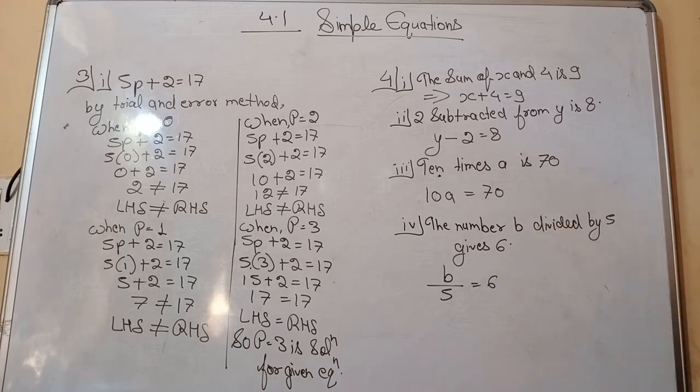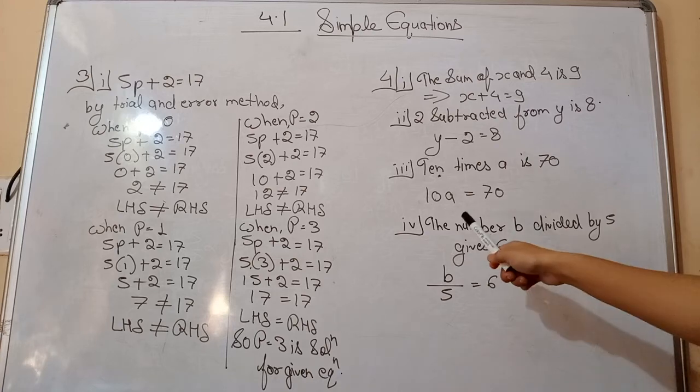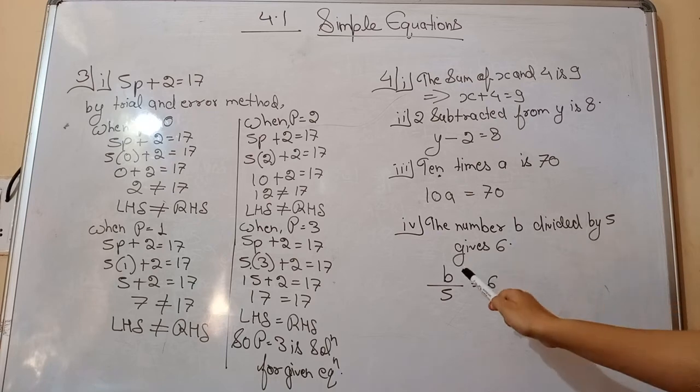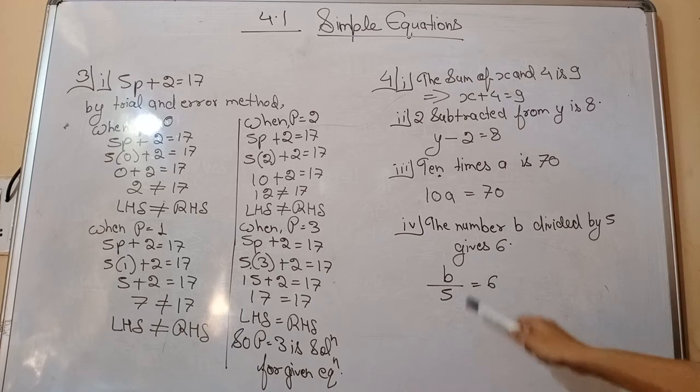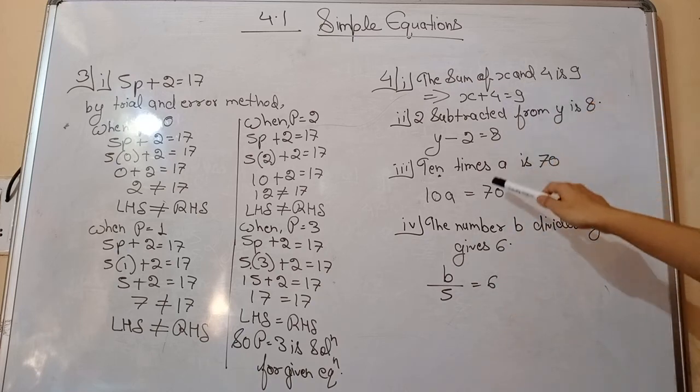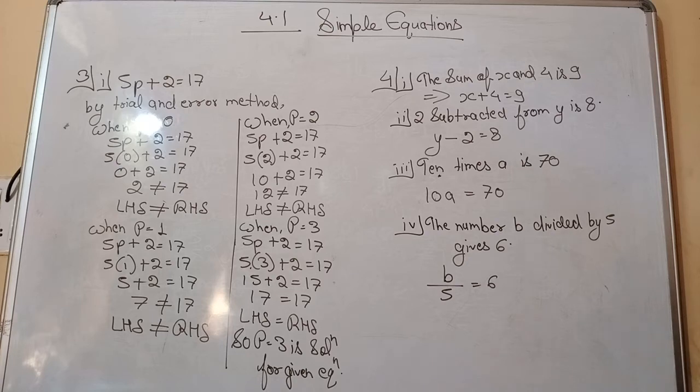You have to read the statement carefully, then place your operational signs like plus, minus, divide and multiply. This is very easy. The number b divided by 5 gives how much? 6. So this is how plus, minus, multiplication and divide work, and you can easily do all the options of question number 4 on the basis of these examples.